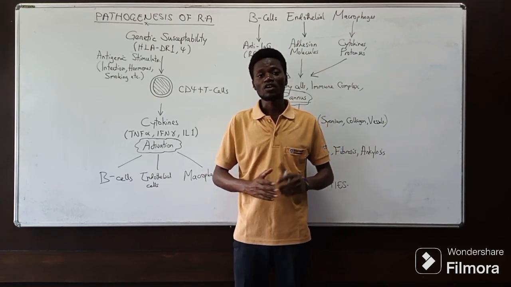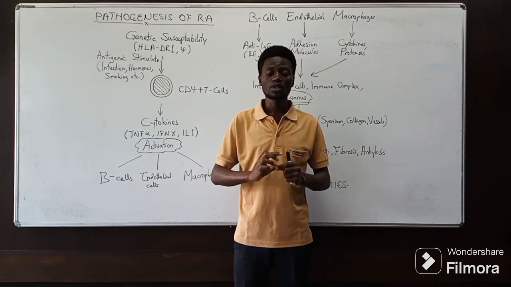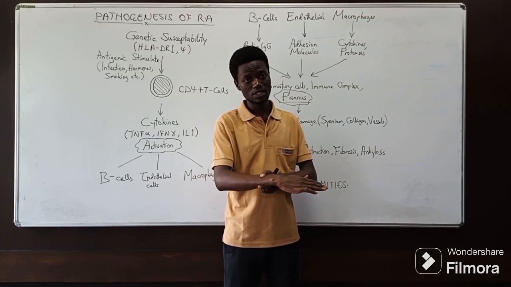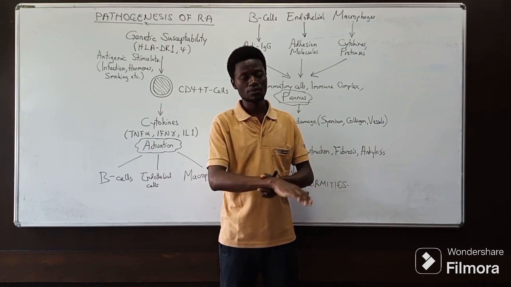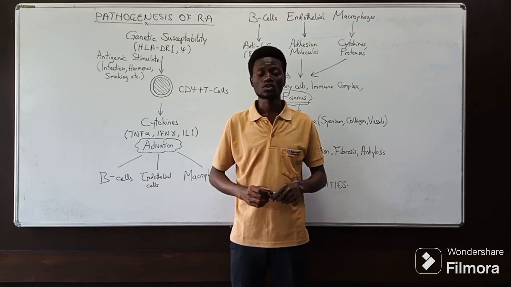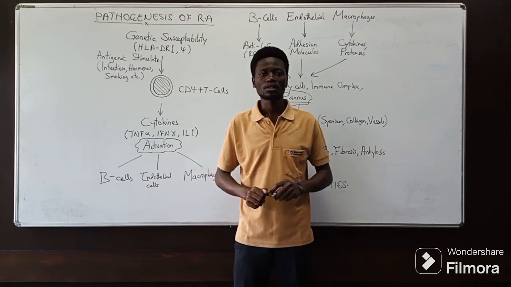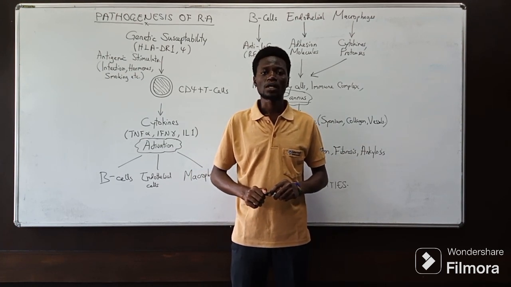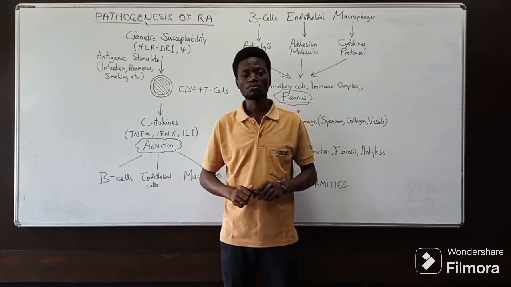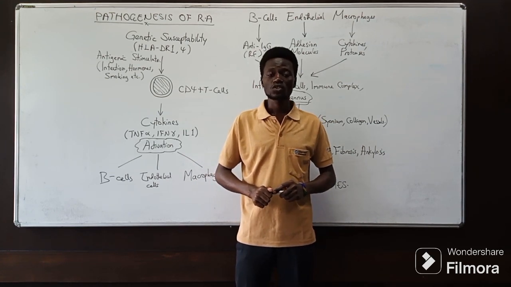Then again, we have radiological findings, where there will be narrowing of the joint space, and also the wrist will be radially deviated, and there will be ulnar deviation of the fingers. Other factors for indication of inflammation can also be used, like elevated ESR, which is more than 30 millimeters per hour. Then elevated C-reactive protein, which can be more than 3 milligrams per liter.